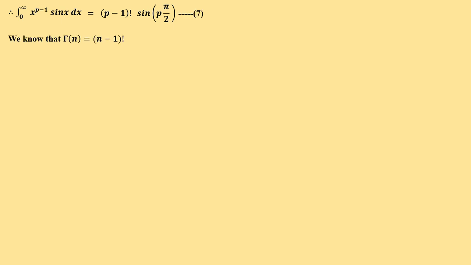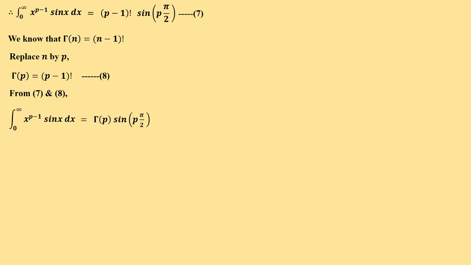We know gamma n is equal to n minus 1 factorial. So replace n by p, gamma p is equal to p minus 1 factorial. So that is equation number 8. From 7 and 8, integral 0 to infinity x power p minus 1 sin x dx is equal to, replacing from equation number 8, gamma p sin(p pi by 2). Therefore, the Mellin transformation of sin x is equal to gamma p sin(p pi by 2).